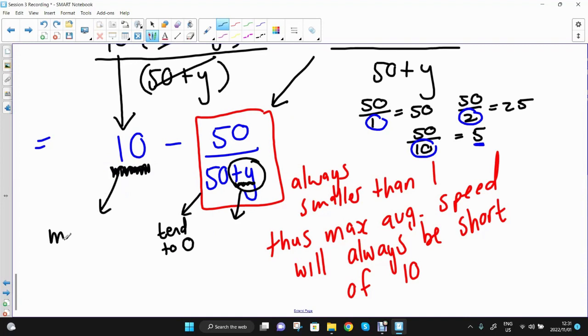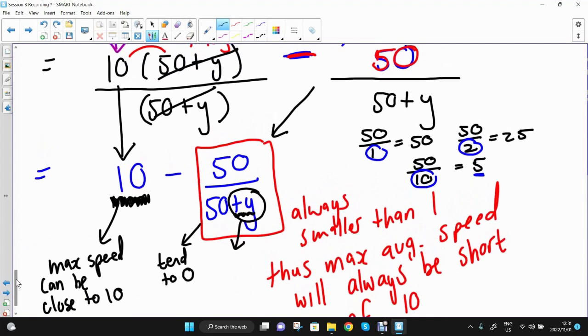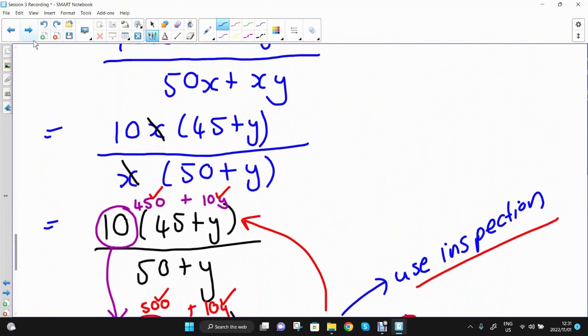So your maximum speed can be close to 10, but it will never ever reach 10 kilometers per hour. So whatever increase you have with your speed, this fraction is going to get less and less and less. And that is how you basically get to the answer there. Okay, so I hope that made sense. Let's have a look at the next question.